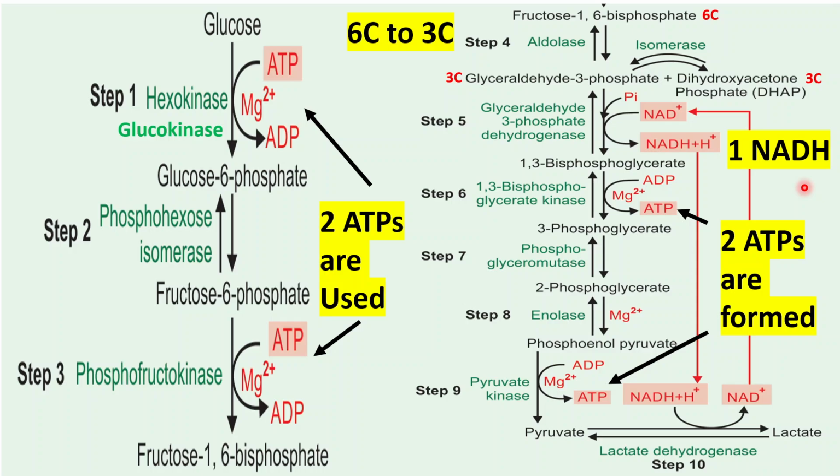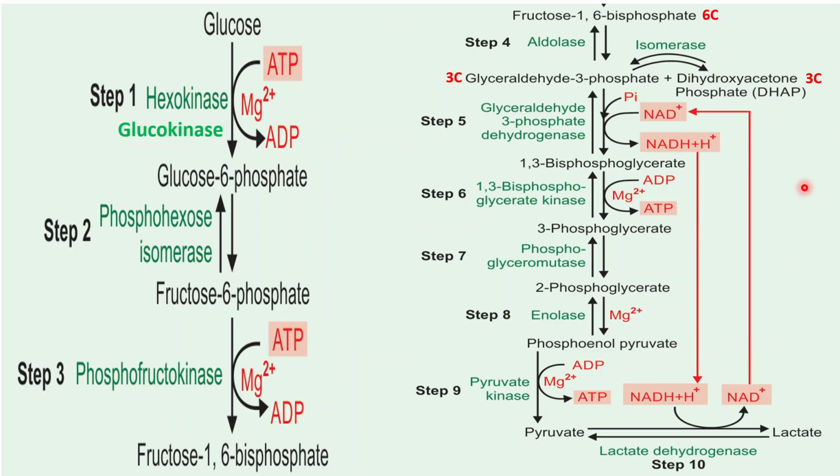So in this pathway, if you see, glucose is broken down. Initially 2 ATPs are used. Glucose is a 6 carbon compound. It is broken down into two 3 carbon compounds, and each 3 carbon compound then leads to formation of 2 ATPs and 1 NADH. Okay, so let us look at the pathway.